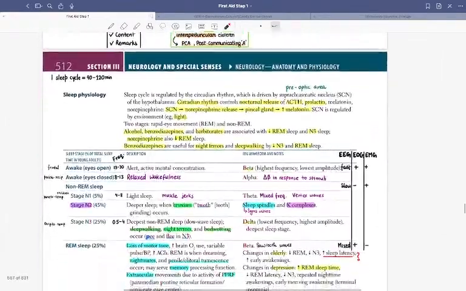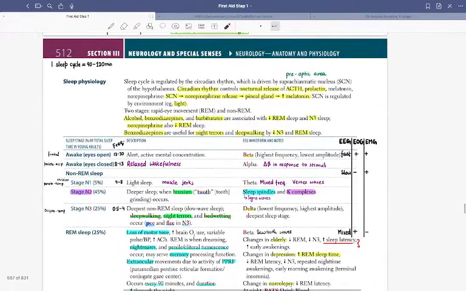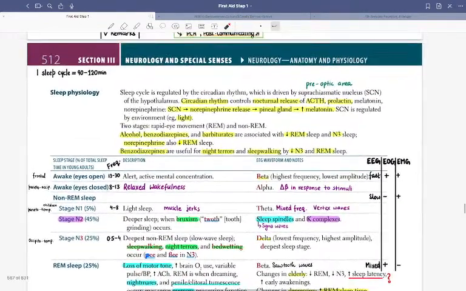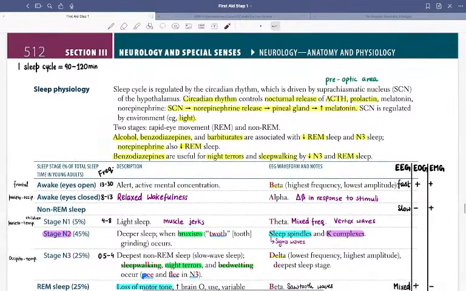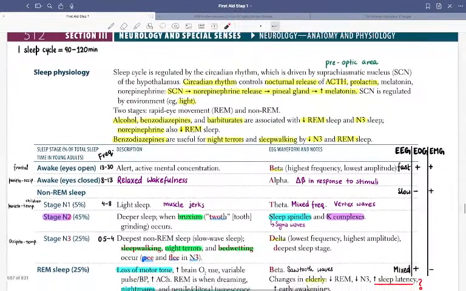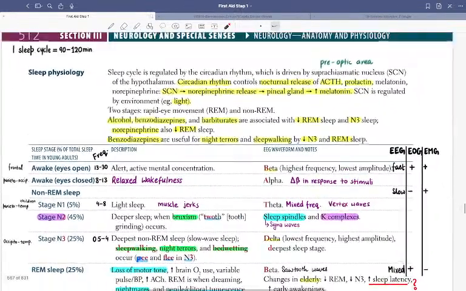Next is sleep. Basically, sleep has a mnemonic also, so it's good to revise that as well, because ma'am has a lot of mnemonics in that. Okay, so one sleep cycle is 90 to 120 minutes.